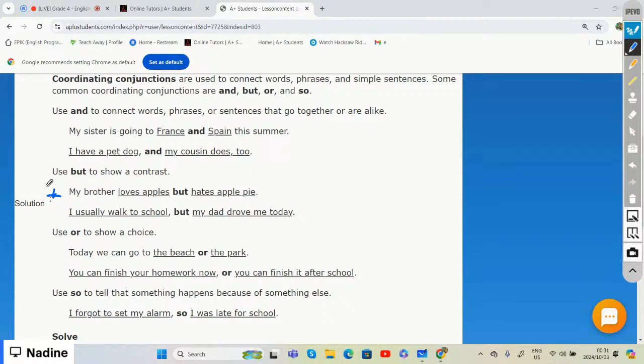Then we have also or. How do we use or? It says you can finish your homework now or you can finish it later. It's almost like you have a choice, doing it now or doing it later. Choice, that is what or means. Or is like saying you have a choice.